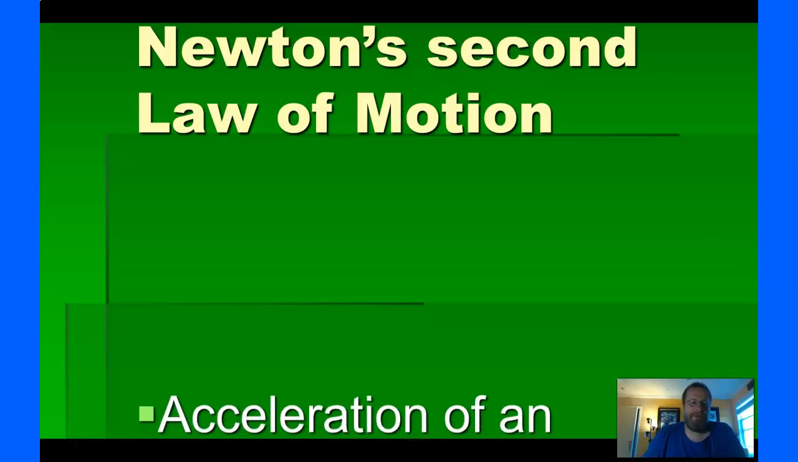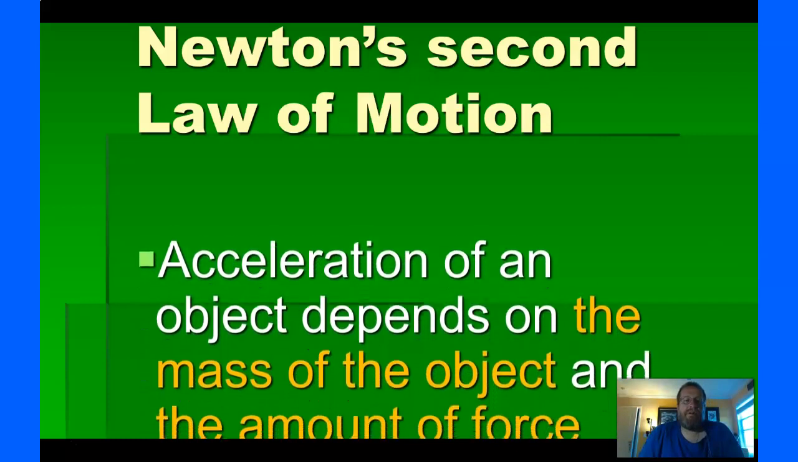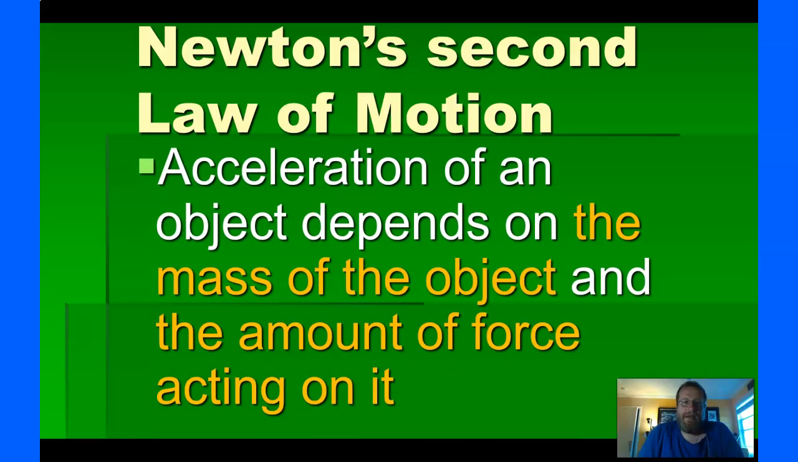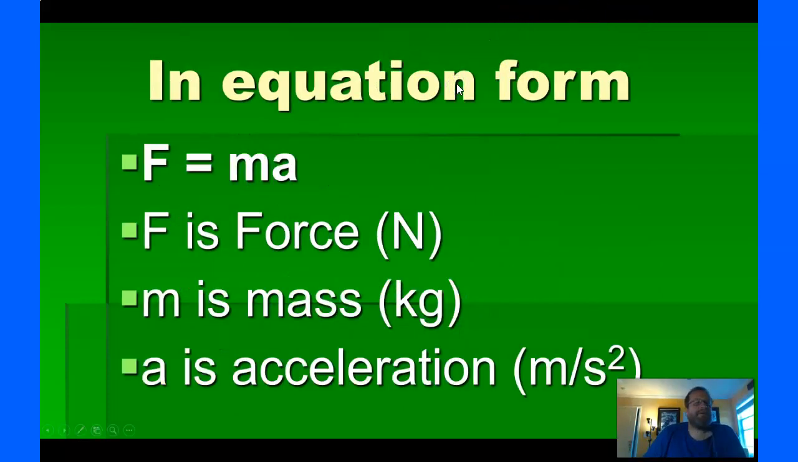Here we go. Acceleration of an object depends on the mass of the object and the amount of force acting on it. Pause, fill in those two blanks on your notes or write it all down on your paper, then come back. Welcome back. All right, in equation form, it is F equals ma. F stands for force, measured in newtons. M stands for mass, measured in kilograms. And A stands for acceleration, measured in meters per second squared.